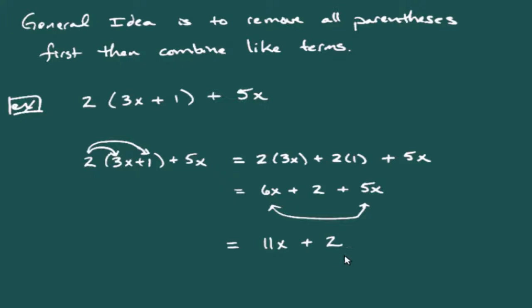Now the 11x and the 2 we can't put together, because the 11x has an x on it. The 2 does not have an x on it, and so we can't combine like terms there. We don't have the same thing multiplying the 11 as we have multiplying the 2.